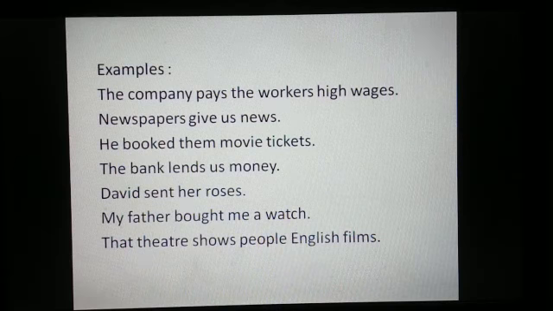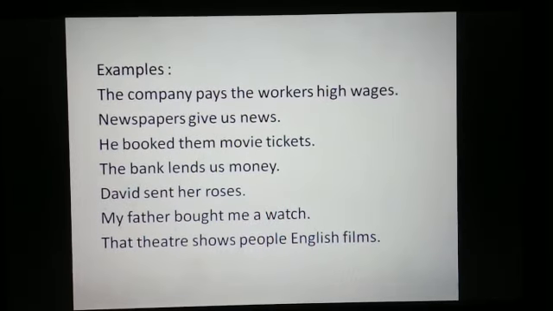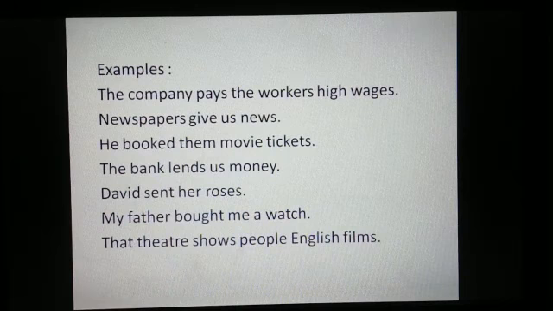My father bought what? A watch. For whom? For me. The theatre shows what? English films. To whom? To people. So in this manner, by asking the questions with what and to whom or for whom, you can very easily understand this pattern. So now you see, the indirect object will always come before the direct object in this pattern. I hope you have understood.